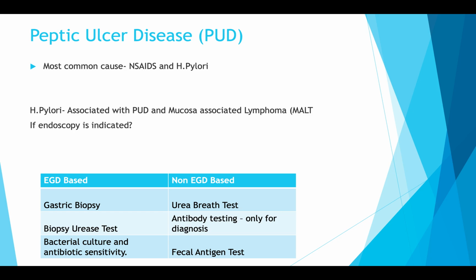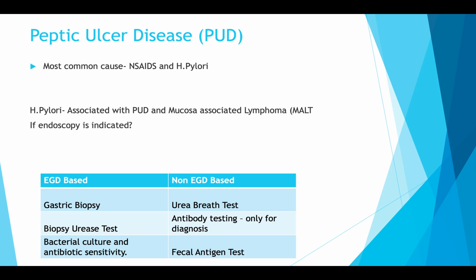Now, what is the gold standard? The gold standard to diagnose PUD is endoscopy. Now, under trivia, you need to know gastric ulcers need to be biopsied to rule out malignancy. Duodenal ulcers don't need to be biopsied, but all the gastric ulcers need to be biopsied because they are at high risk of malignancy. That is why you need to biopsy them.